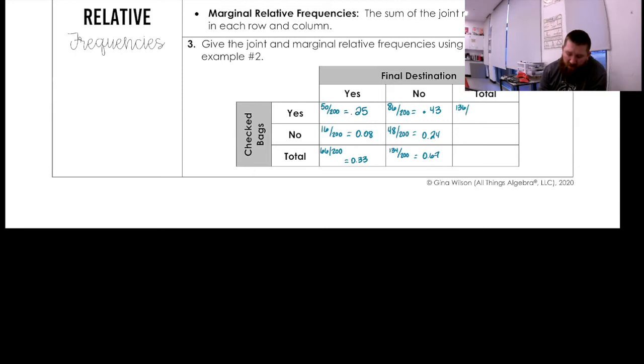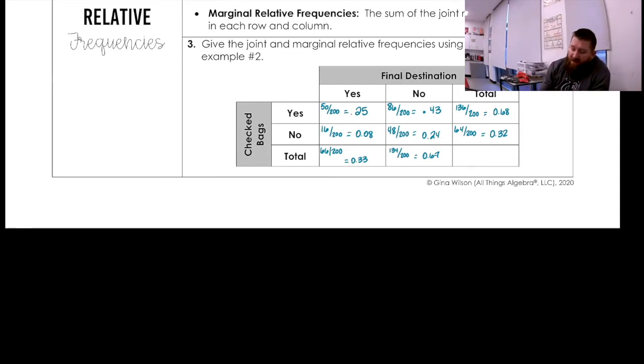136 divided by 200 is 0.68. And then 64 divided by 200 is 0.32. And guys, you can add it up: 0.25 plus 0.43 is 0.68, 0.08 plus 0.24 is 0.32, 0.33 plus 0.67.